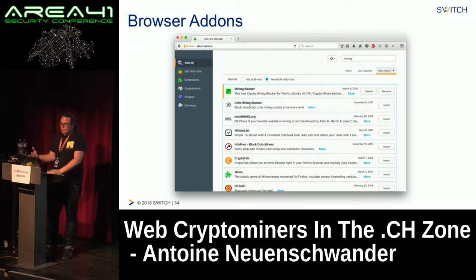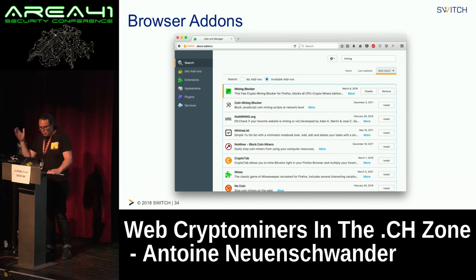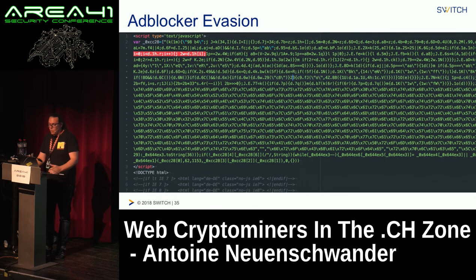With time, came a lot of browser add-ons which would block crypto miners. Also, your conventional ad blocker like uBlock or something, they would also detect the existence of miners. So what do the hackers do? They obfuscate the code. This is what it looks like.